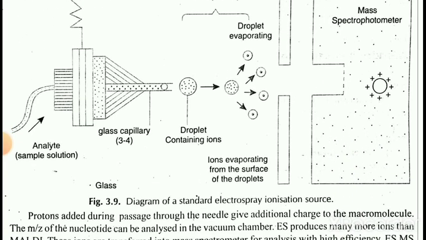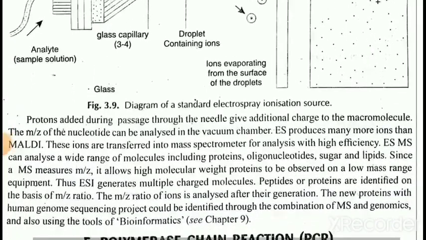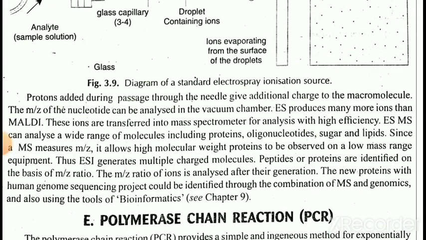ESI produces many more ions than MALDI. These ions are transferred into the mass spectrometer for analysis with high efficiency. ESI-MS can analyze a wide range of molecules including proteins, oligonucleotides, sugars and lipids. Since MS measures m/z, it allows high molecular weight proteins to be observed on a low mass range equipment. Thus ESI generates multiple charged molecules. Peptides or proteins are identified on the basis of m/z ratio. The m/z ratio of ions is analyzed after their generation.